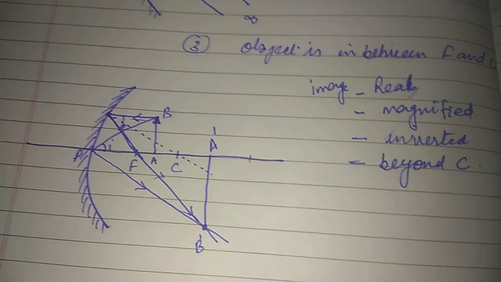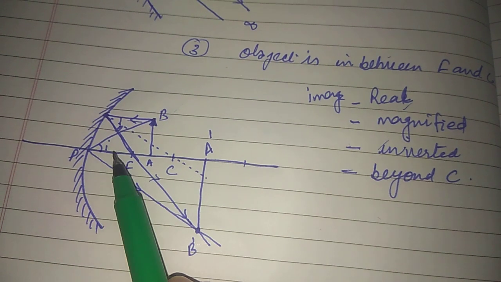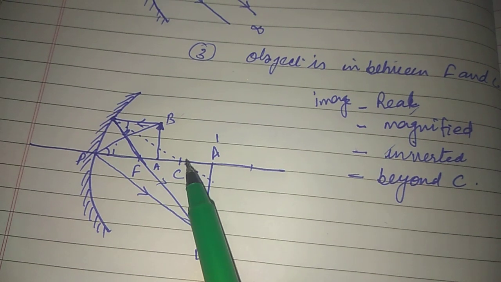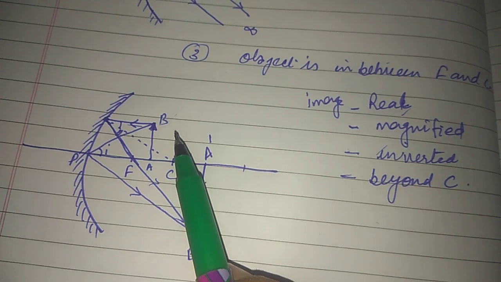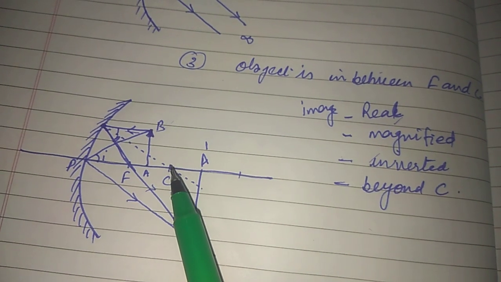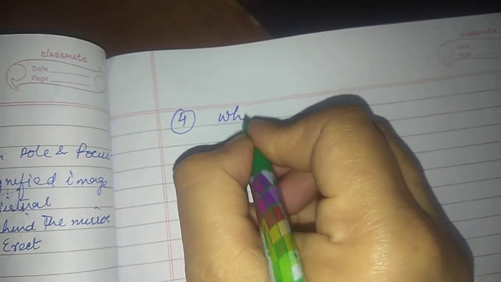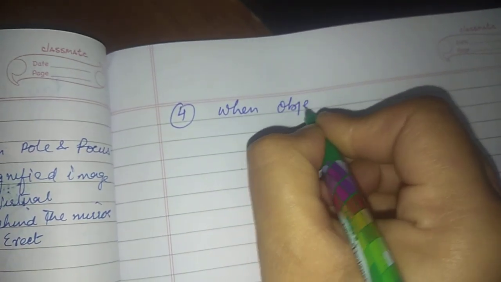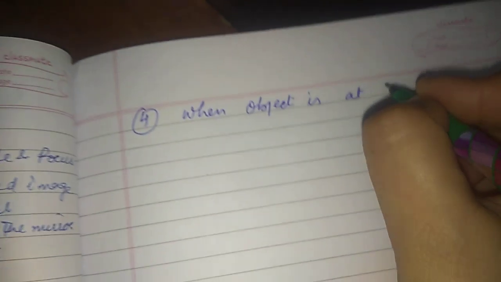Now the fourth case, here we have reached here. We have started from here between pole and focus, then at the focus, then focus and center in between. And then let us consider next case when the object is exactly at the center of curvature. So let us discuss the fourth point. Fourth case, when object is at C, that is at center of curvature.